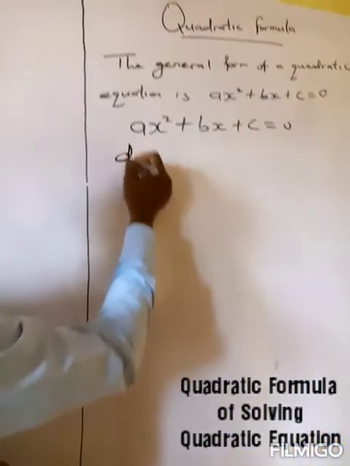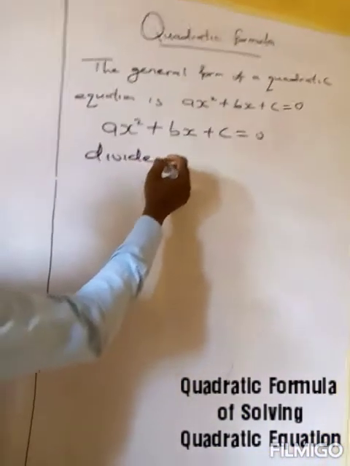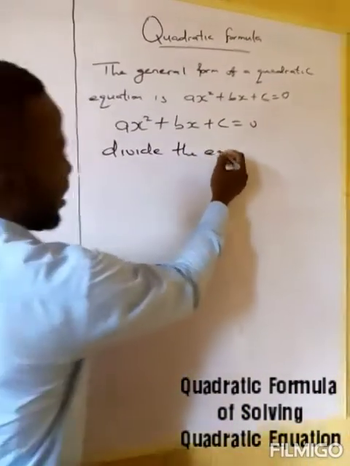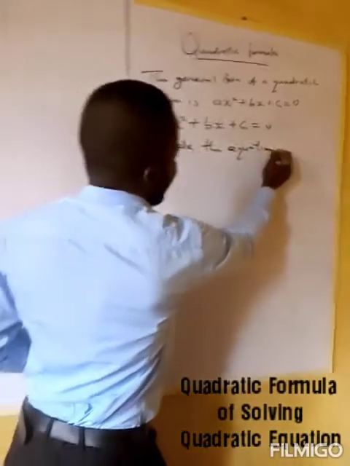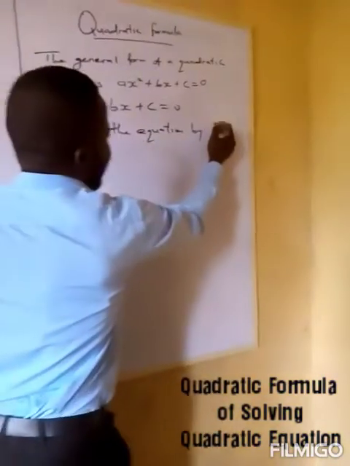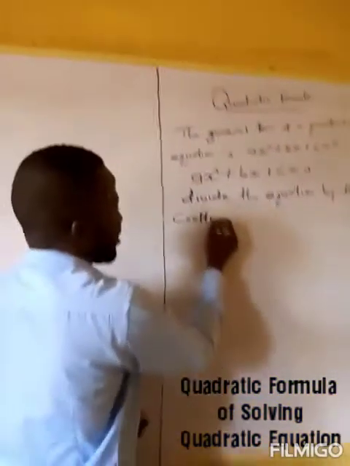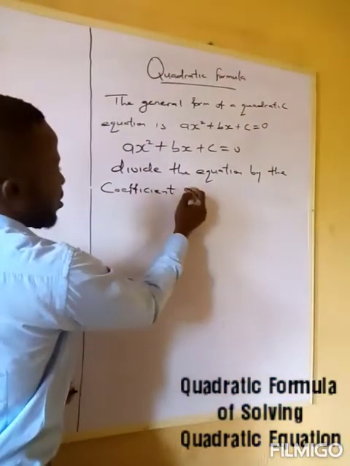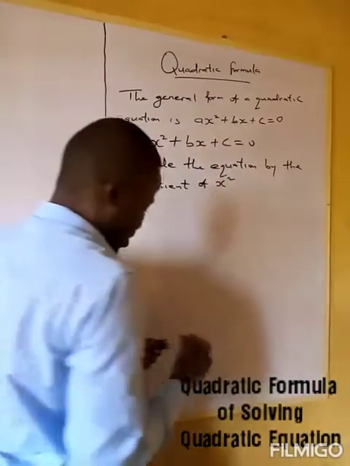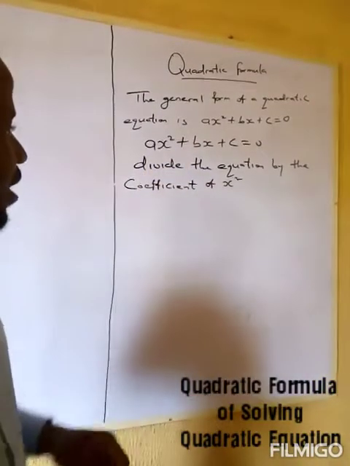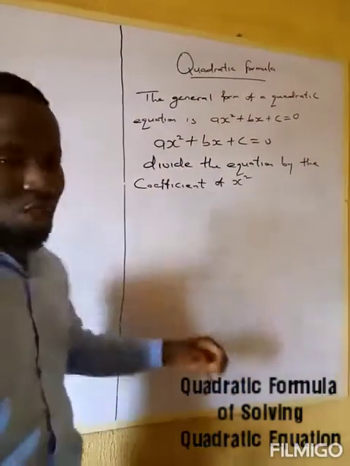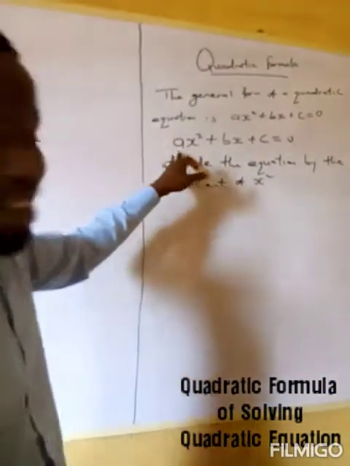I can say divide the equation by the coefficient of s squared. What is the coefficient of s squared in this equation? The coefficient of s squared is a.